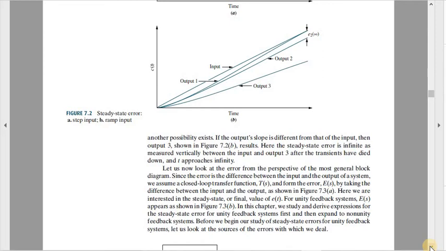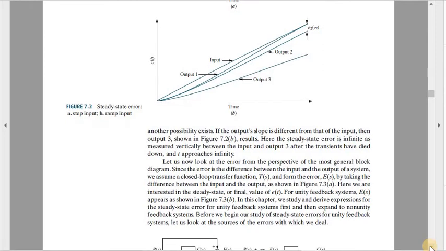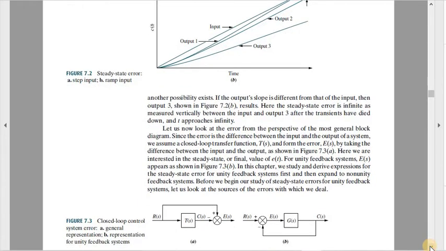Now let's consider a block diagram to understand the concept, how we will calculate this error mathematically. Let us look at the error from the perspective of a more general block diagram. Look here, this is the unit feedback block diagram, figure 7.3. We have to look at figure B first, then we will move to A. I told you how he made A.